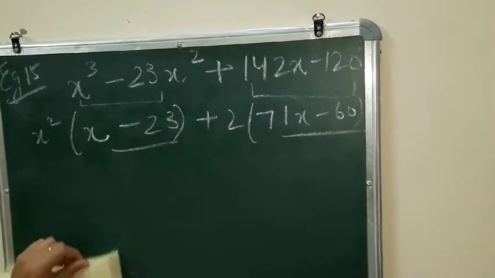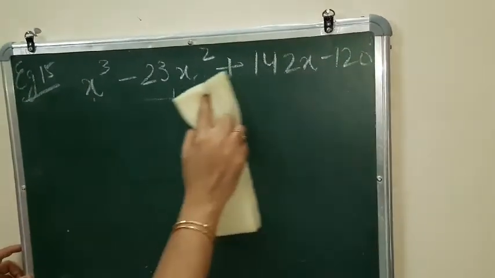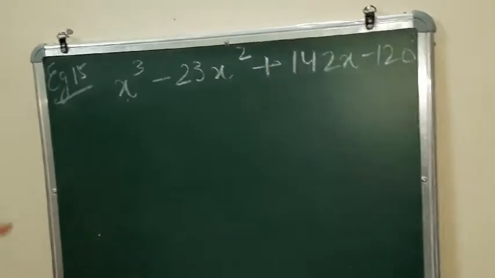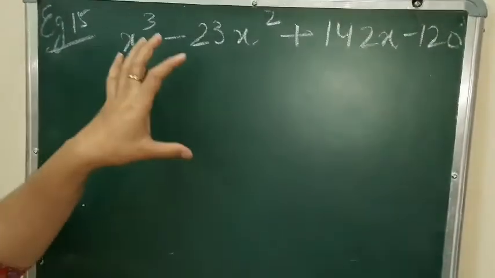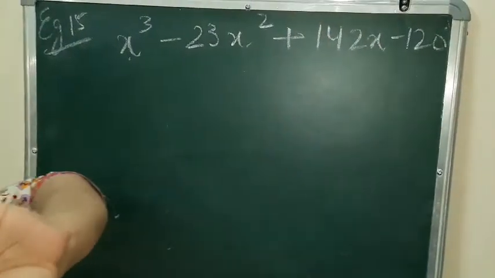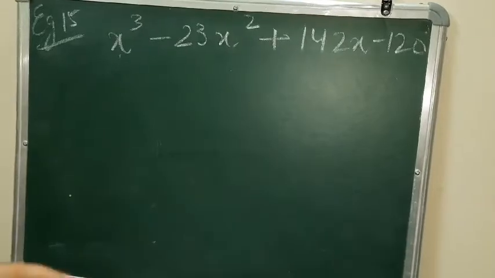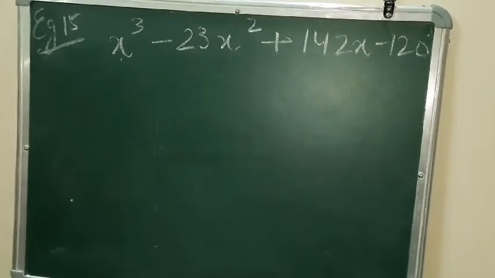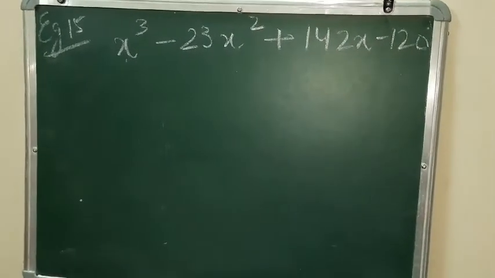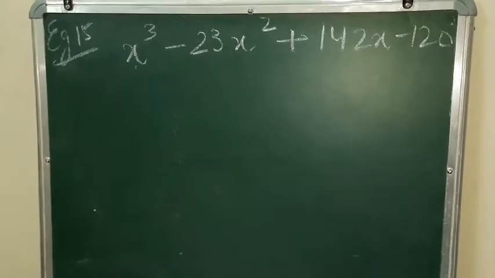Now see, the brackets are not the same. That means here we cannot take anything common. But for other questions, that is why I have told you that the first step is to take something common from the first two and last two, and if something comes out common and the terms inside the bracket remain the same, then you can easily do it. But if the polynomial is like this, then what will we do?